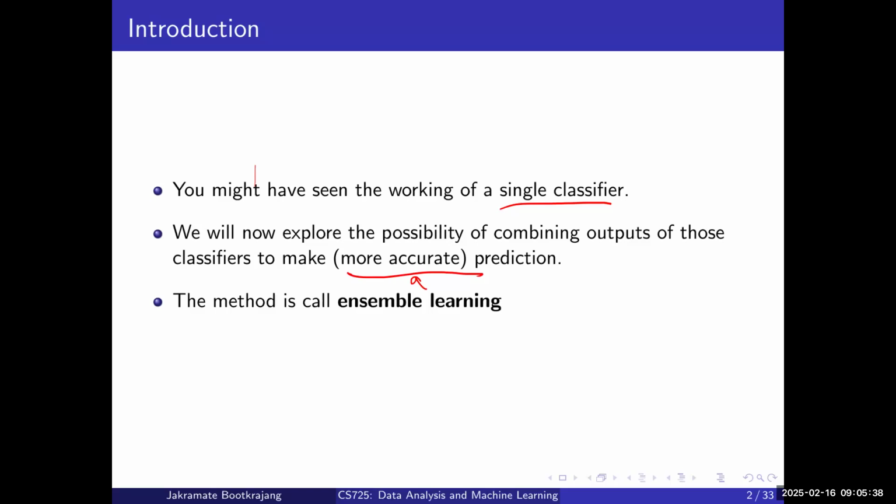This method is collectively called ensemble learning, right? So ensemble means gather together. So we want to have multiple classifiers gather together and work on a task in conjunction with each other. So how can we combine many classifiers, right?